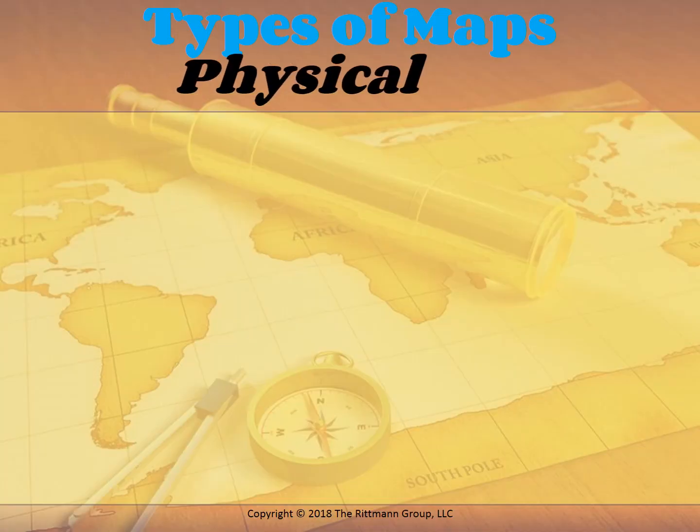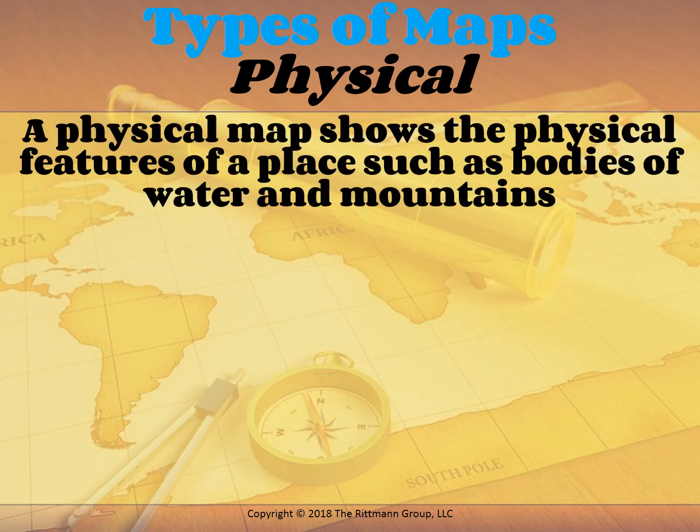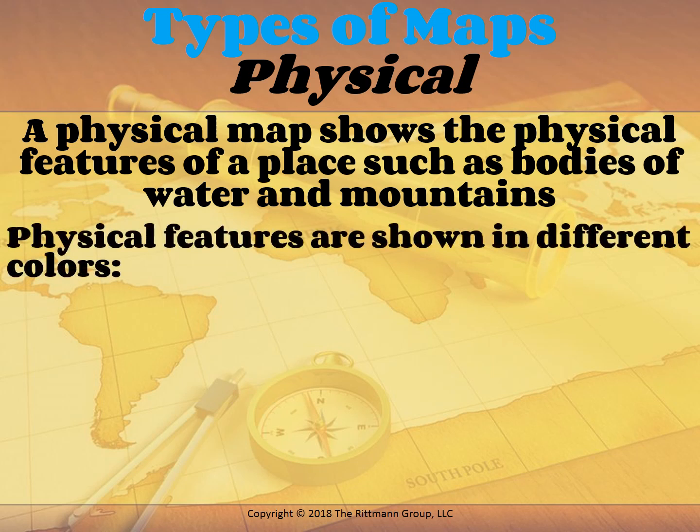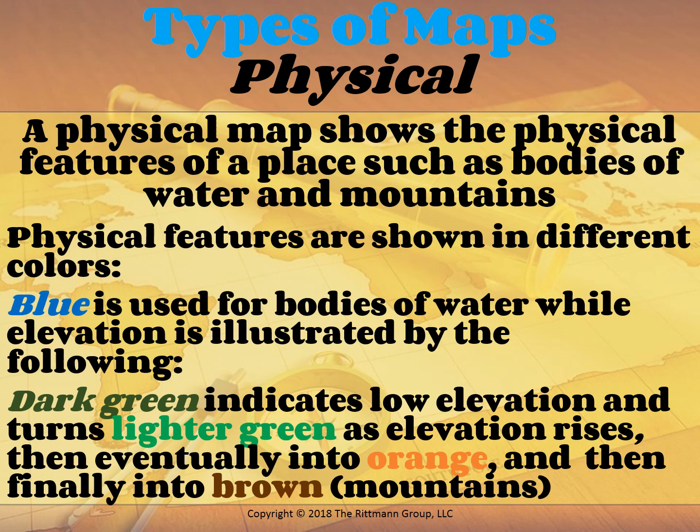Types of maps. The physical map. A physical map shows the physical features of a place such as bodies of water and mountains. Physical features are shown in different colors. For example, blue is used for bodies of water, while elevation, how high a piece of land is, is illustrated by the following. Dark green indicates low elevation and turns lighter green as elevation rises, eventually into orange and then finally into brown, which shows a very high elevation. So as we go from low to high, it changes from a dark green into a brown.